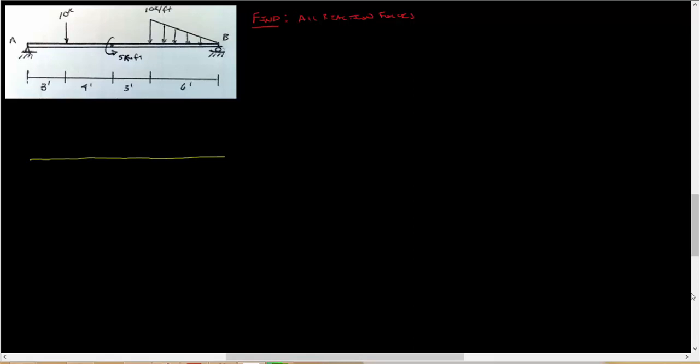Chapter 5, 5.1 to 5.3, example number 3, equilibrium of a rigid body. Now we have a beam that has a point load of 10 kips, a couple or a moment of 5 kip-feet, and we have a triangular distributed load starting at 10 kip per foot, and that is 6 feet long.